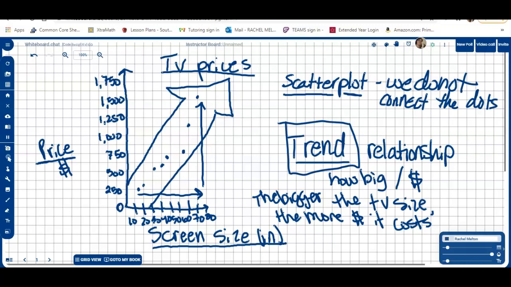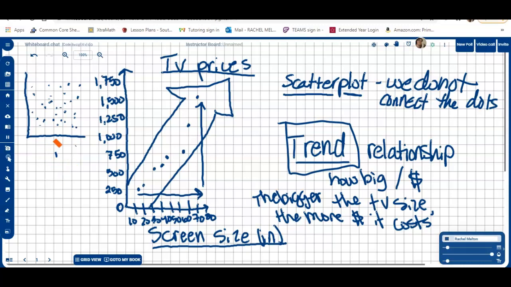If I have a scatter plot like this, whoops, I didn't draw a very straight line there. If I have a scatter plot and all my dots are literally just all over the place like this, and there's no trend, I can't tell if it's increasing, I can't tell if it's decreasing, there's no trend whatsoever, then that means there's no relationship. So the two pieces of information that I have on my x and y axis have nothing to do with each other.